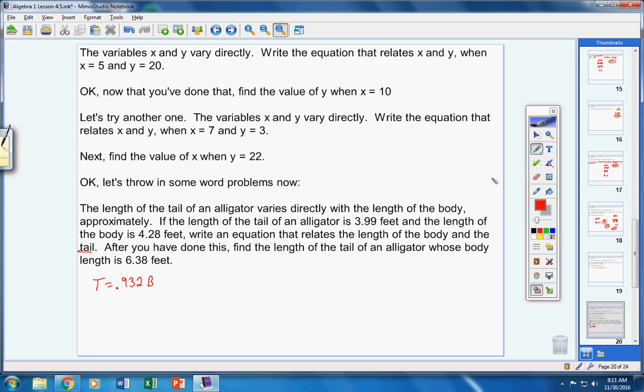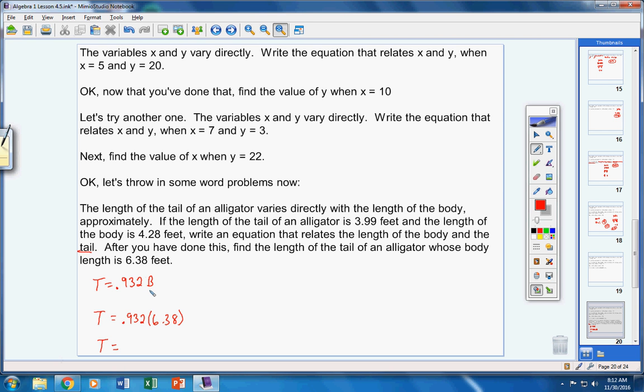After you have done this, find the length of the tail when the body is 6.38. So the body is how long? 6.38. So put that in for B. So T equals 0.932 times 6.38. Do you see how helpful this equation is? If I know the length of the tail, I can find the length of the body. Or if I know the length of the body, I can find the length of the tail. So the body is 6.38 feet. I put that in for B.